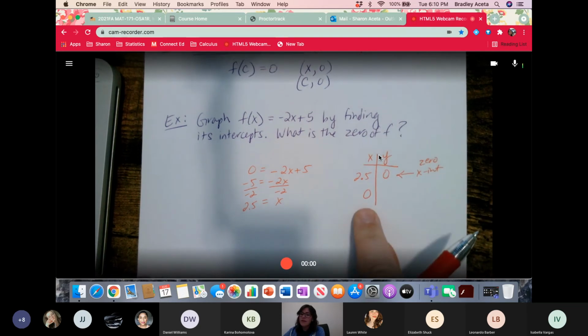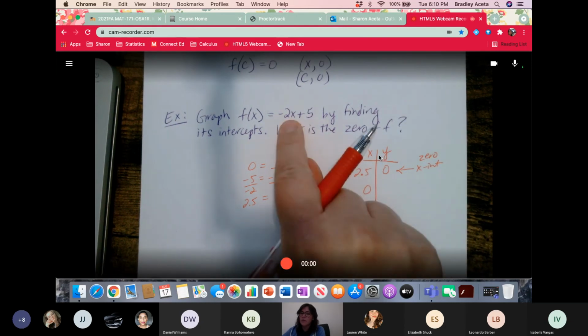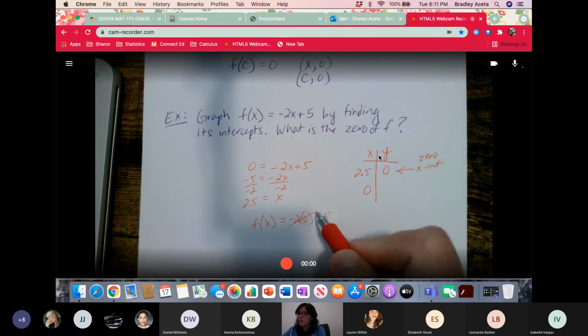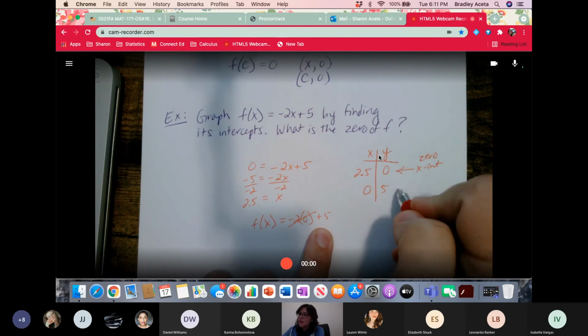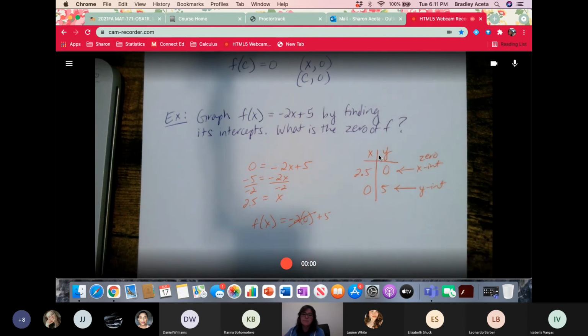Okay, how do I find the y-intercept? You put 0 in for x. So you go 0 right into that function. Put a 0 into that function. So you would have f of x equals negative 2 times 0 plus 5. And of course that makes 0, so your answer is 5. That right there is your y-intercept.